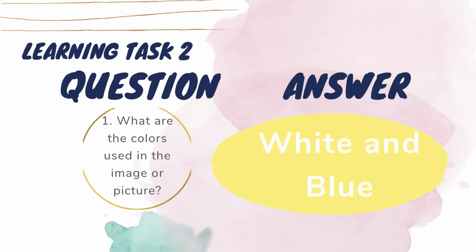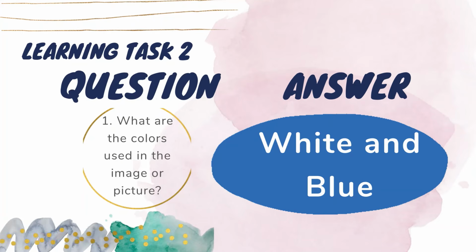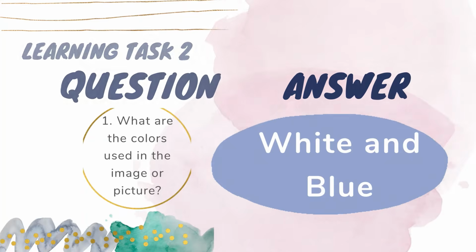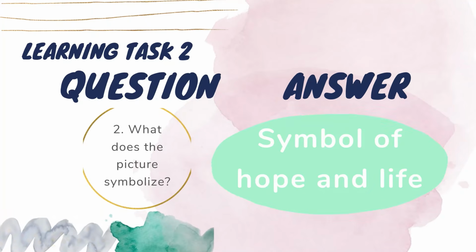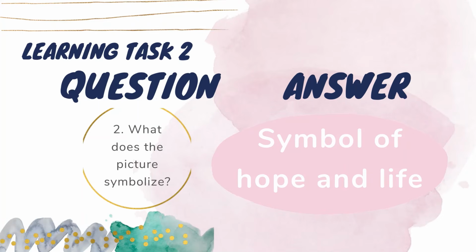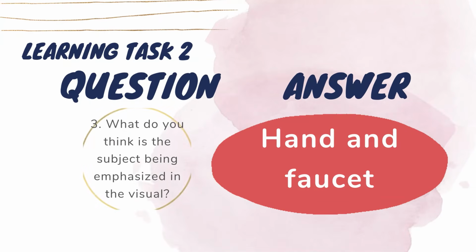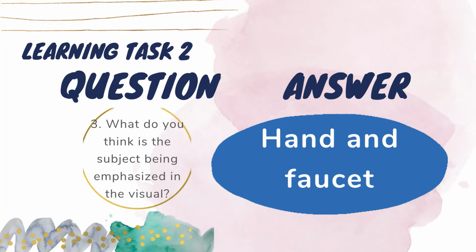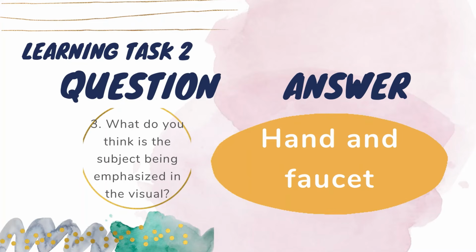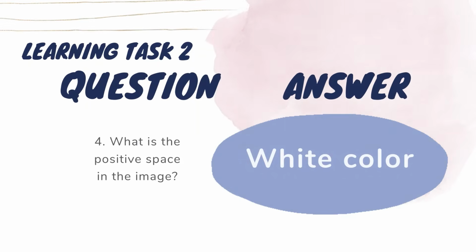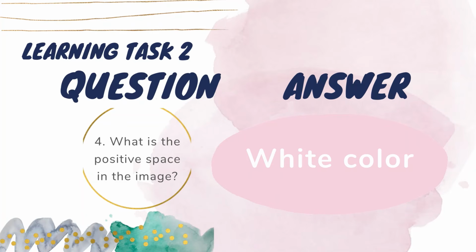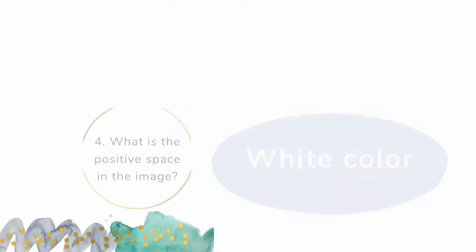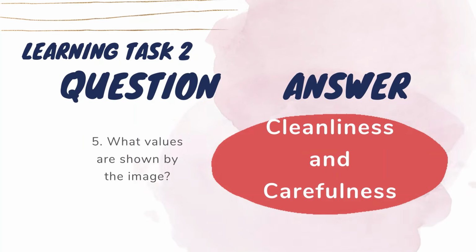Number 2, what does the picture symbolize? The picture symbolizes hope and life. Question number 3, what do you think is the subject being emphasized? They emphasize hand and faucet. For question number 4, what is the positive space in the image? White color. And number 5, what values are shown by the image? Cleanliness and carefulness. Wow, congratulations!